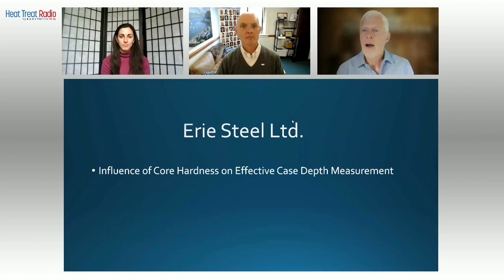So we're going to be talking about effective case depth today, and effective case depth is a little bit different from total case depth. Total case depth is the total depth that carbon is diffused into a part, and that's very much a function of time at temperature. Are there some nuances with grain size and alloy content? There are, but essentially it's a time at temperature phenomenon. Effective case depth, on the other hand, is a little bit different. I've got a little graphic here to look at this.